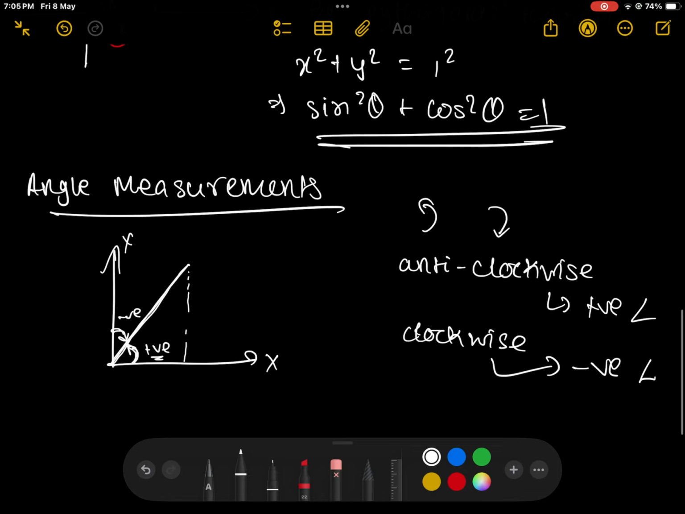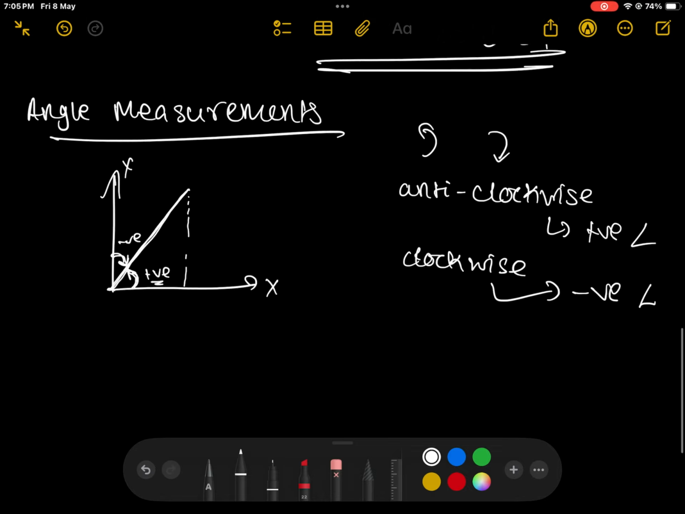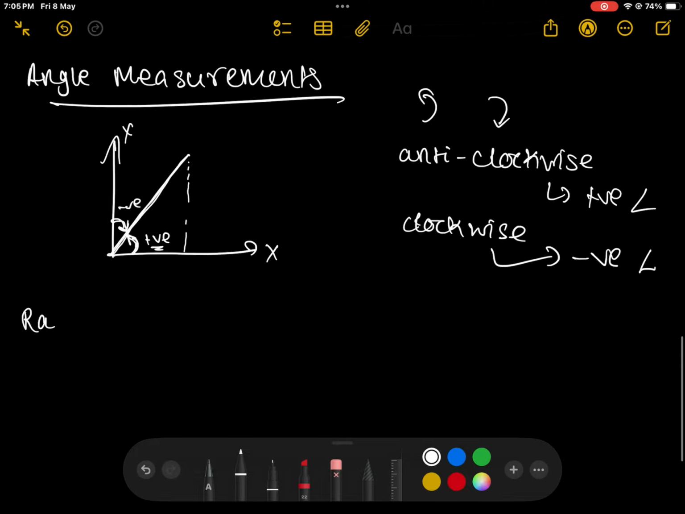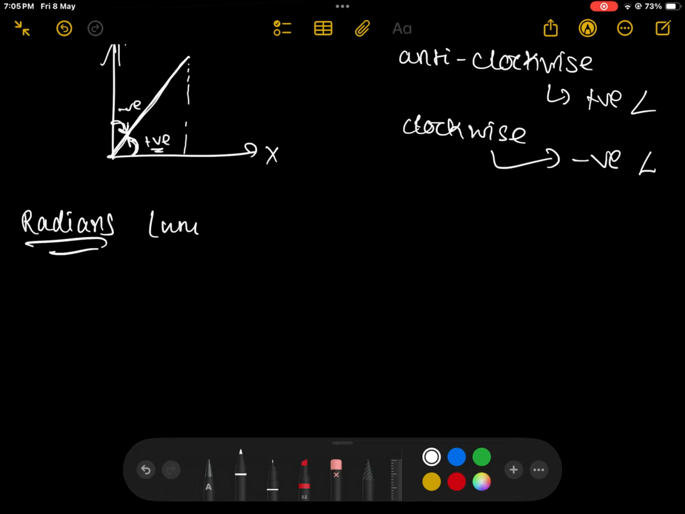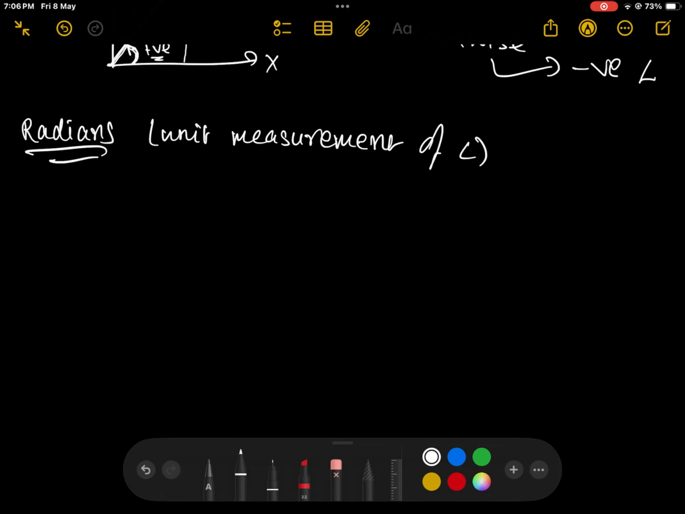Now here I've written how if you're moving in the anti-clockwise direction, then your angle is positive, but if you're moving in the clockwise direction, your angle is negative. That's primarily how the quadrants work, so that's also how the angles work.